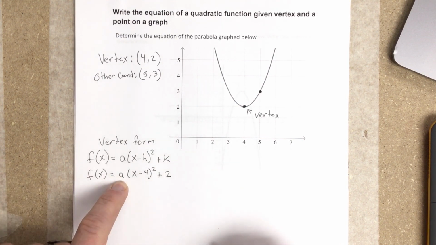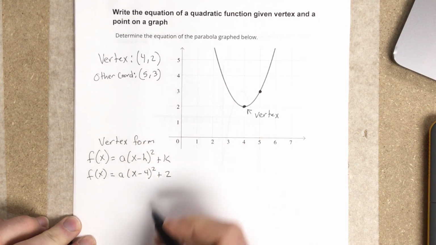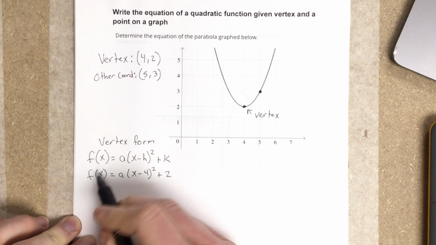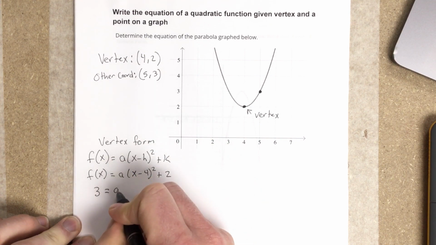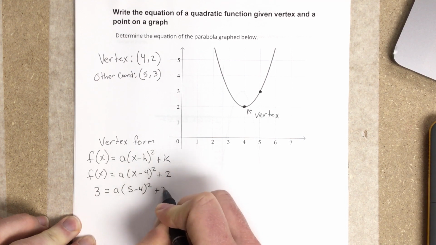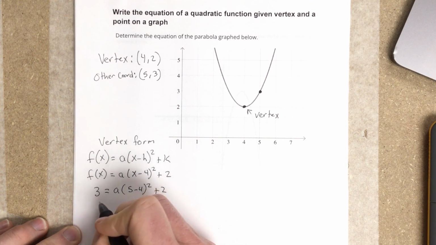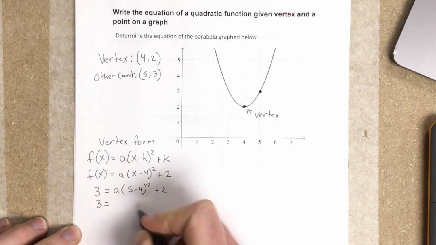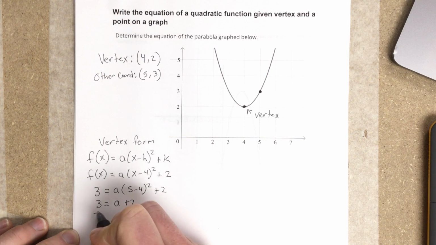And I've got to figure out this a value. To figure out the a value, I'm going to use the other coordinate, and 3 would go in for the y value, 5 would go in for the x value. So I have 3 equals a times (5 minus 4) squared plus 2. 5 minus 4 is 1. When I square it, it's still 1. So I get 3 equals 1a, or just a, plus 2. Subtract 2 on each side. You get 1 is equal to a.